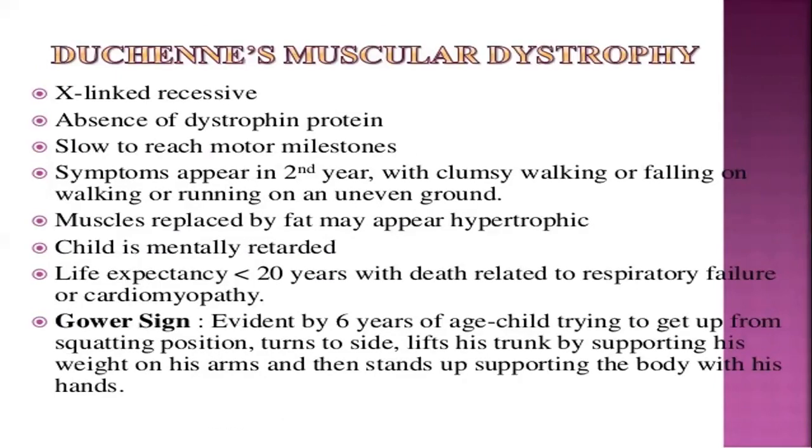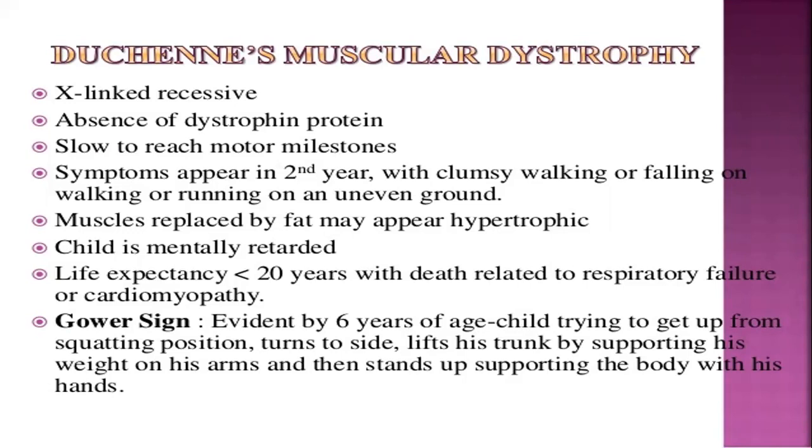Let's talk about Duchenne muscular dystrophy. This is an X-linked recessive disorder, with absence of the dystrophin protein within the muscle, and slow attainment of motor milestones. Symptoms appear in the second year, or in the 2 to 6 year period, starting with clumsy walking or falling while walking or running on uneven ground. Muscles replaced by fat may appear hypertrophic. So there will be false muscle hypertrophy. Don't take them as bodybuilders. A bodybuilder-appearing child having very thick muscular projection might only have fatty replacement of the degenerated muscle. The child is usually mentally retarded. Life expectancy is less than 20 years, with death related to respiratory failure or cardiomyopathy.